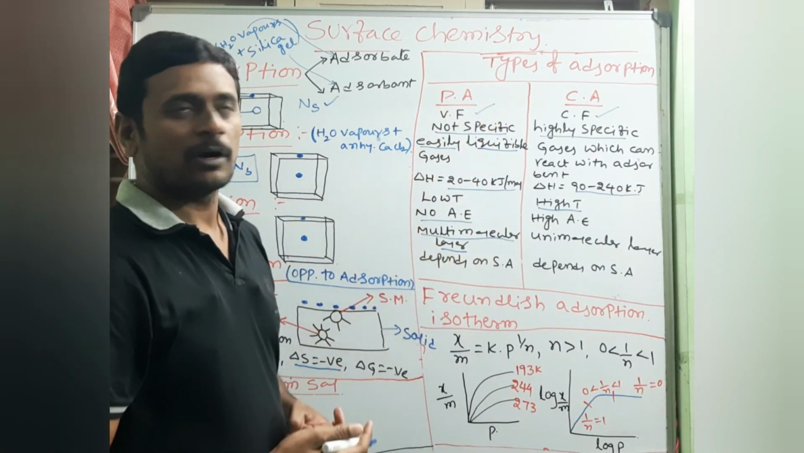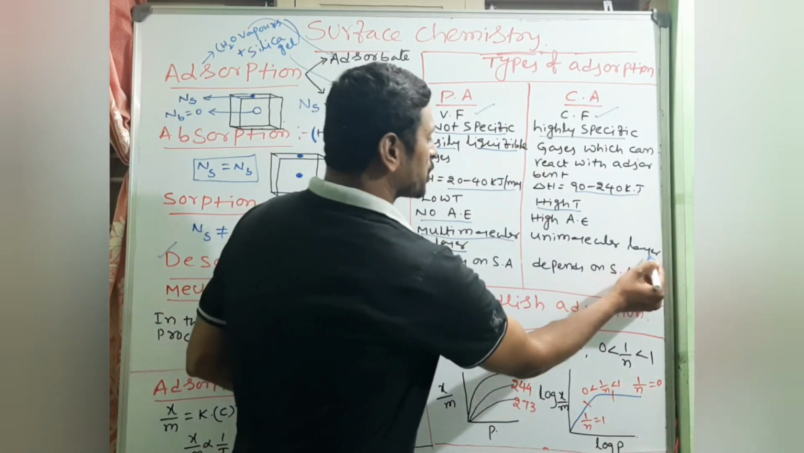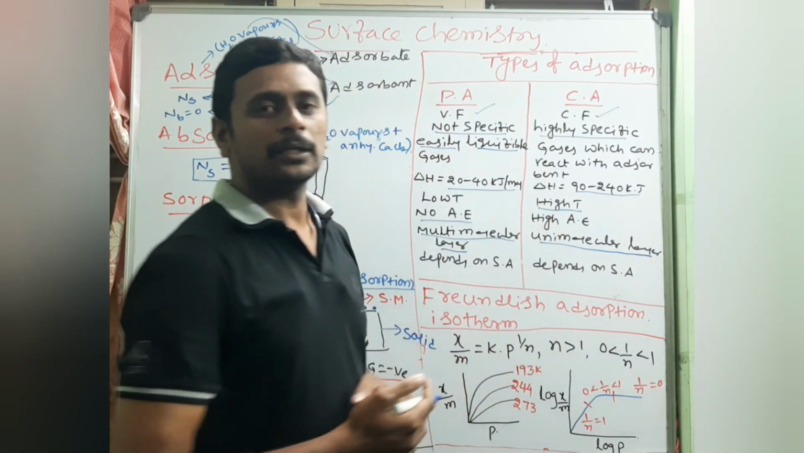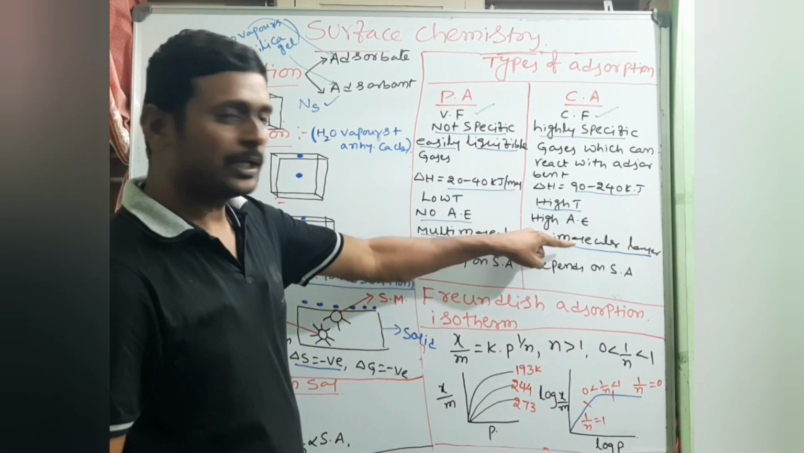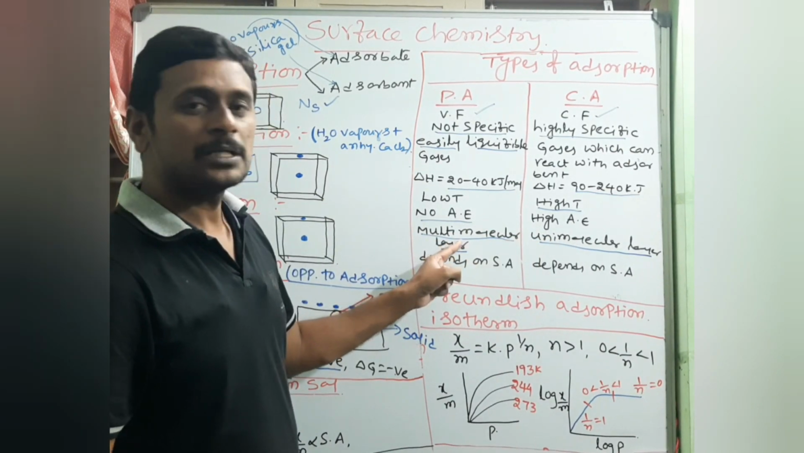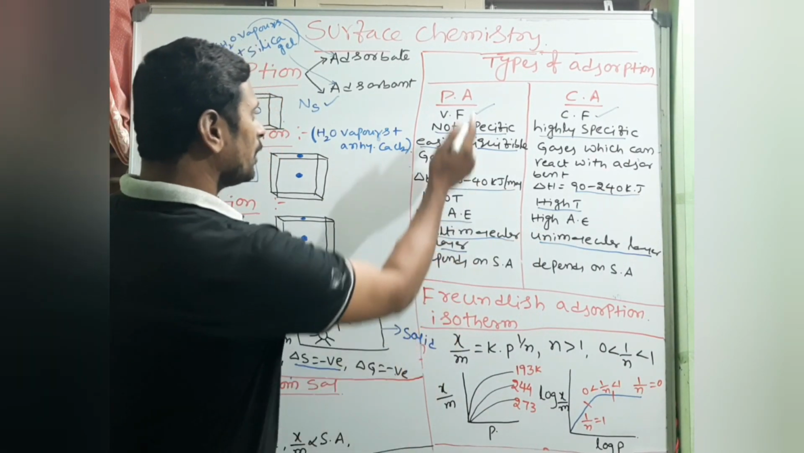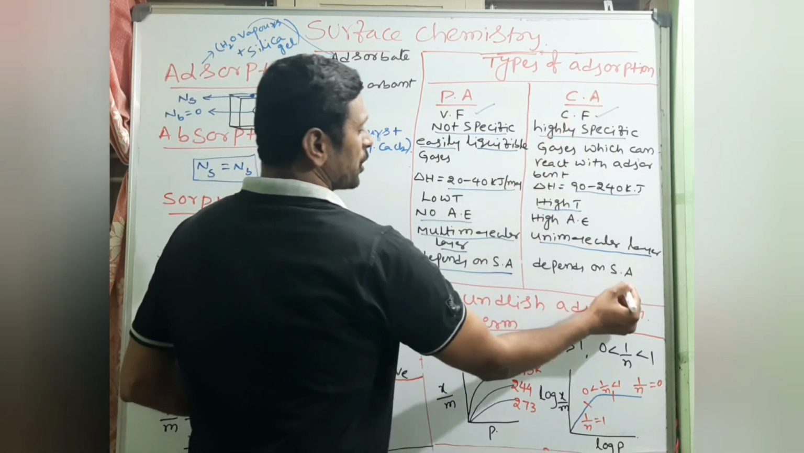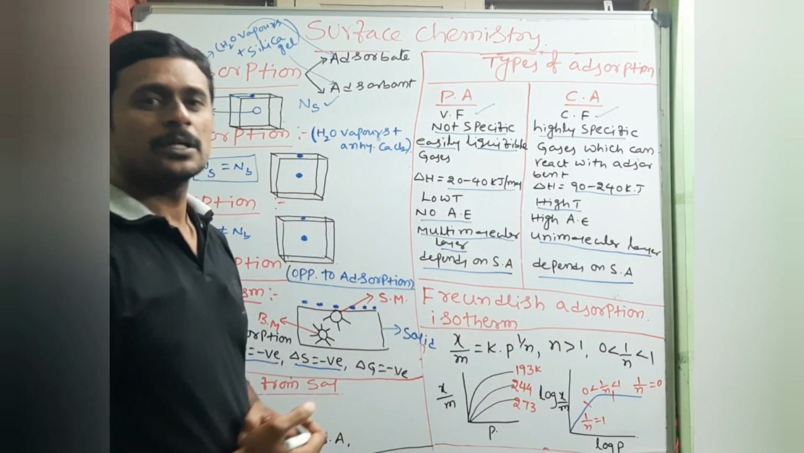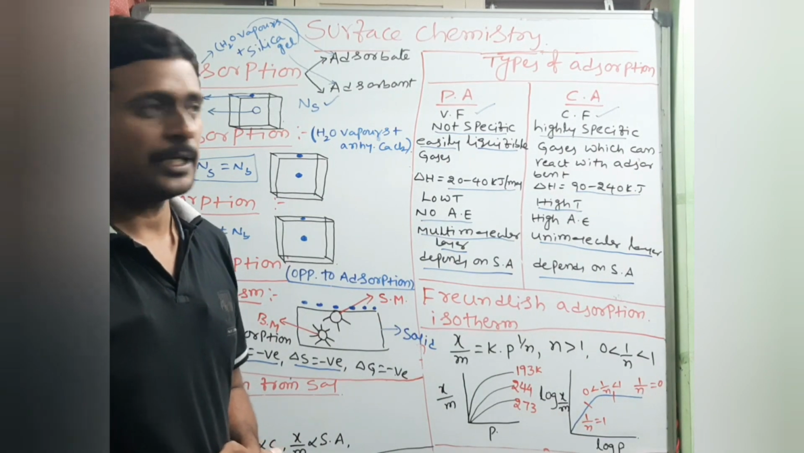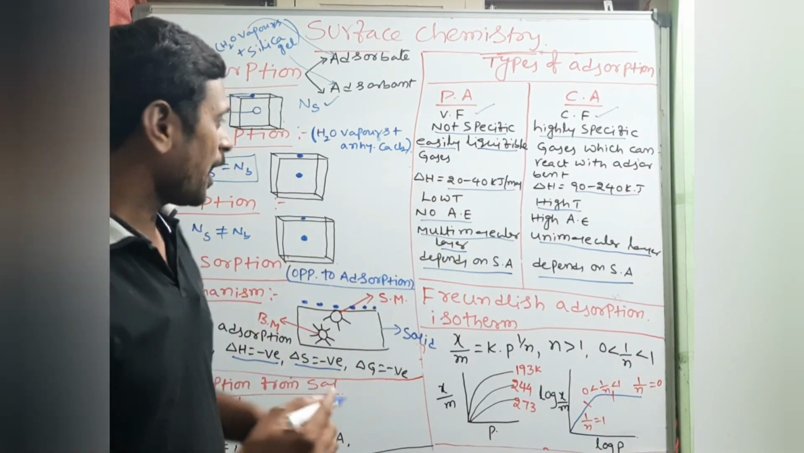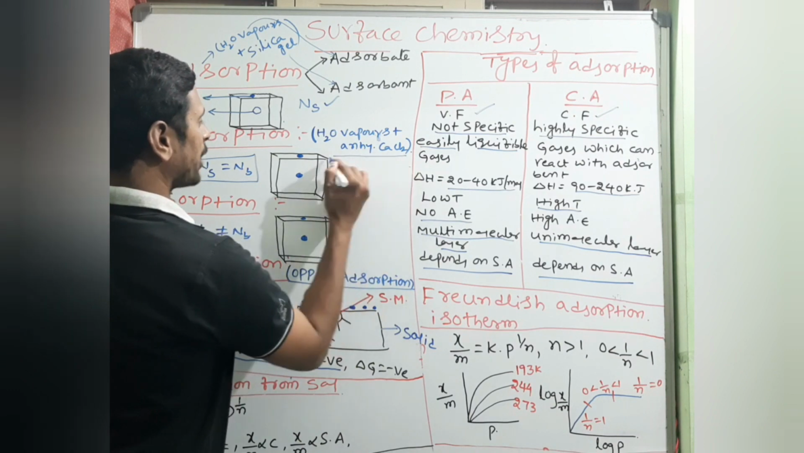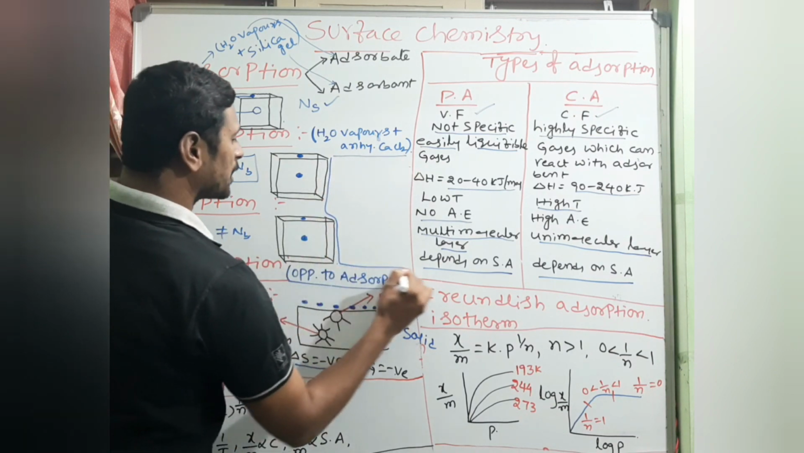Now, in physical adsorption, a multi-molecular layer will form. But in chemical adsorption, a unimolecular layer will form. So only one layer will form here, and the multilayer will form in physical adsorption. Next, both physical adsorption and chemical adsorption depend upon surface area. Clear?